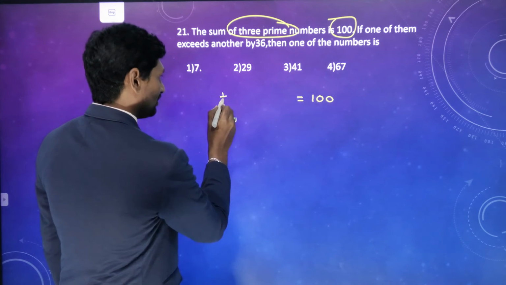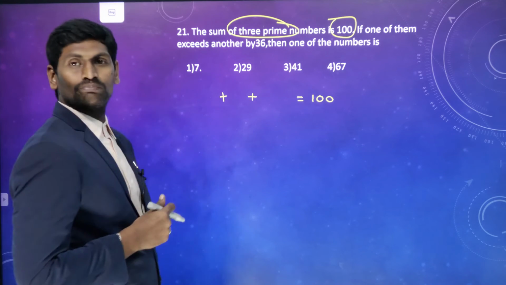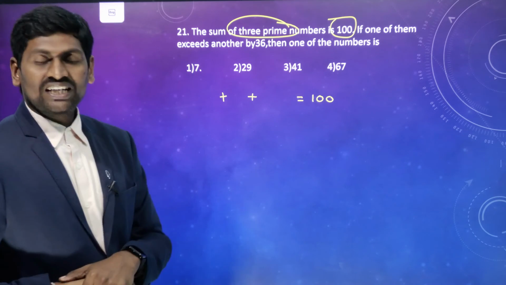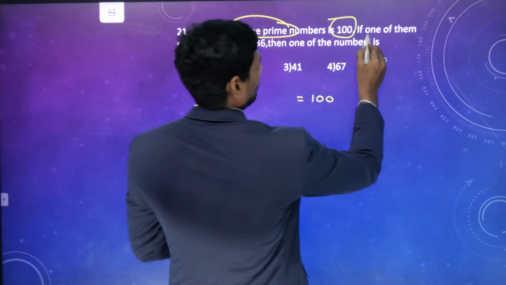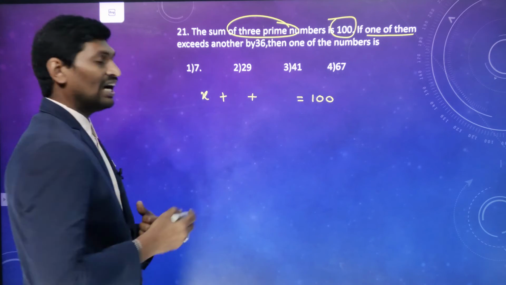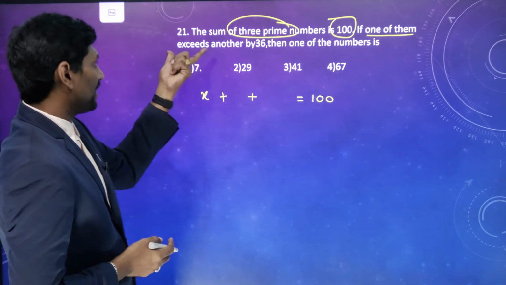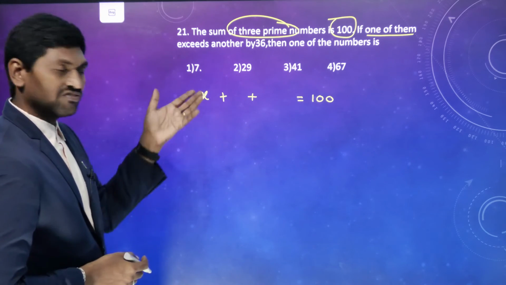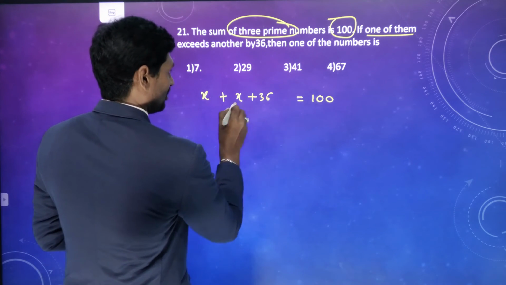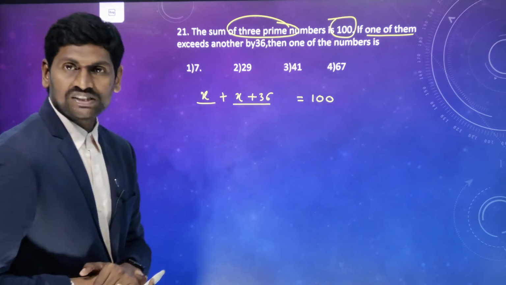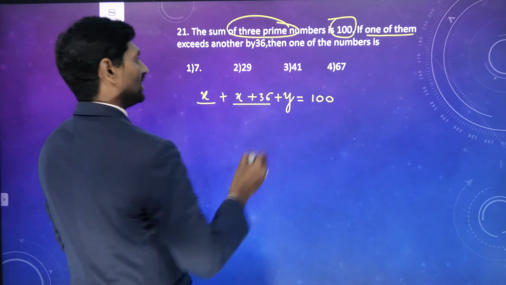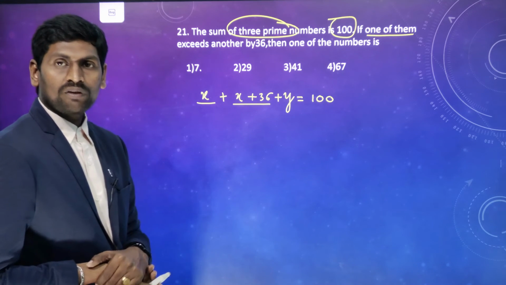We don't know the prime numbers. So prime number 1 plus prime number 2 plus prime number 3 equals 100, and one of them exceeds another by 36. One of them I am taking as x; another one exceeds it by 36, so if one of them is x, the other will be x plus 36. So x is one prime number, x plus 36 is another prime number, and the third prime number we don't know. Let us take it as y.